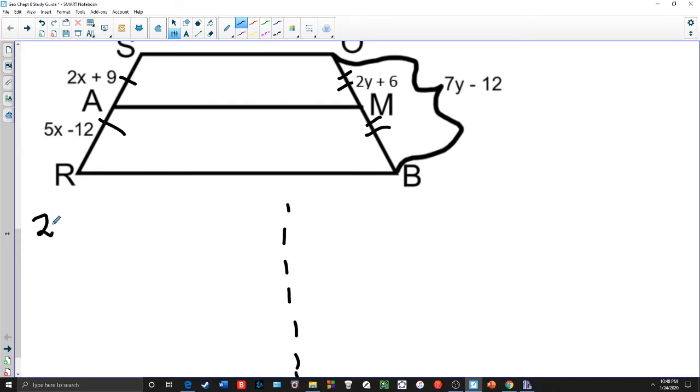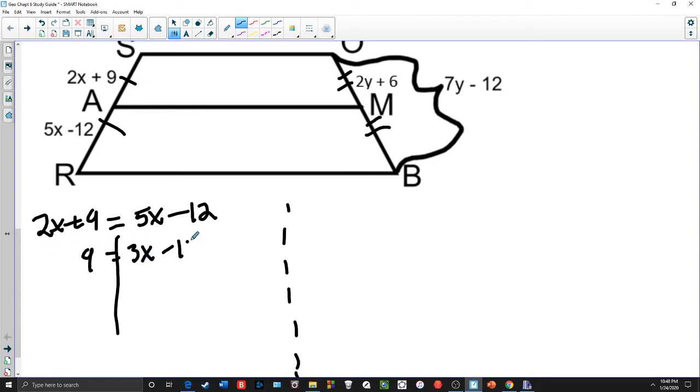So I can say 2x plus 9 is equal to 5x minus 12, because that's what the midsegment does, it makes two equal halves out of the leg. Top half and bottom half would match up. So you solve this through here. Subtract 2x from both sides, you get 9 equals 3x minus 12. You add 12, you add 12, you get 21 equals 3x. Divide by 3, and you get 7 is equal to x.